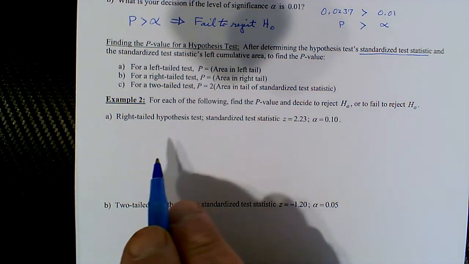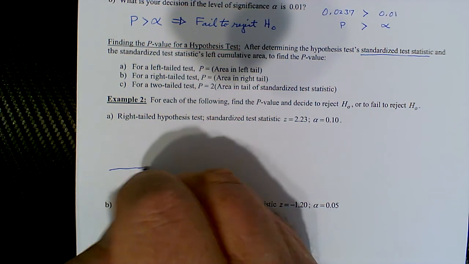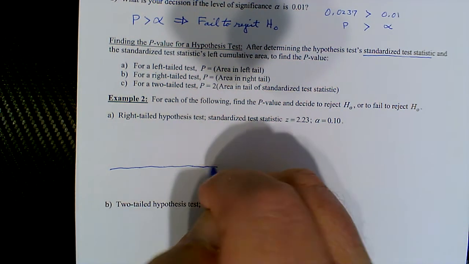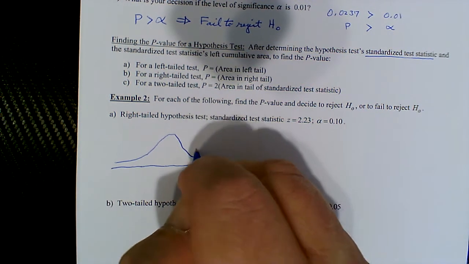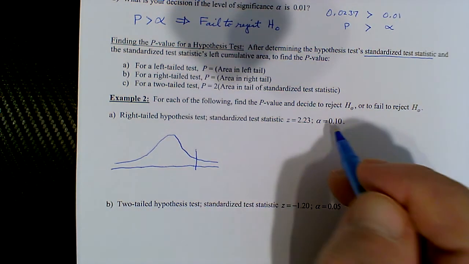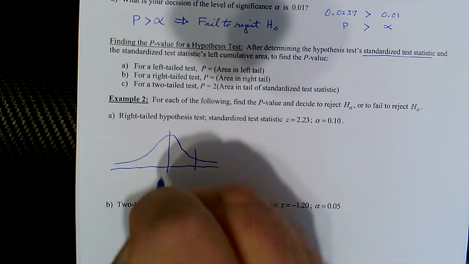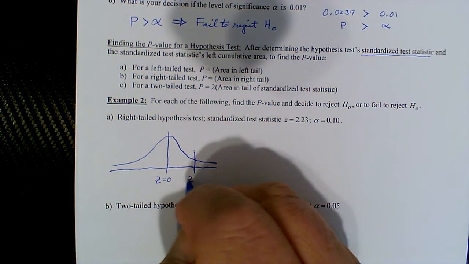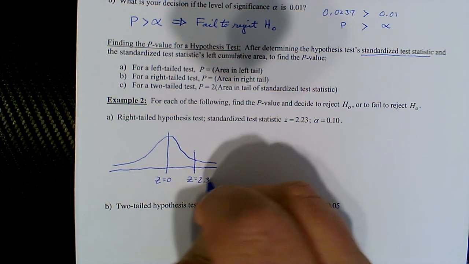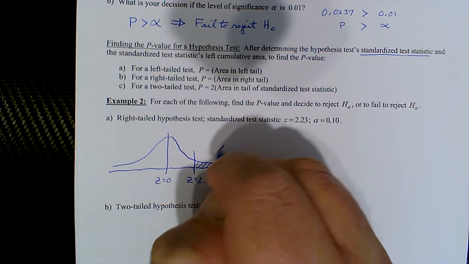So here's the situation, a right-tailed test. You might want to draw it. There's a distribution, tail on the right, and the standardized test statistic was 2.33. We know z is down the middle, equaling 0, and 2.33 appropriately on the right side. For a right-tailed test, we want the area in that tail. That's going to be our p-value.